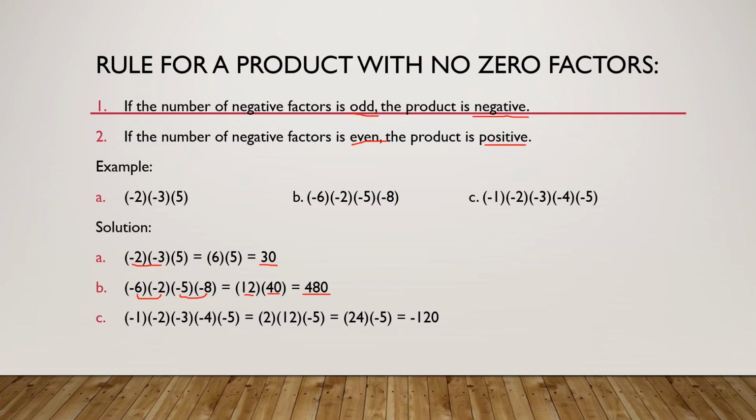Letter C. So negative 1 times negative 2 is positive 2. Negative 3 times negative 4 is positive 12. And then bring down negative 5 here. So 2 times 12, 24. Times negative 5, the answer is negative 120. Okay, so remember the rules.